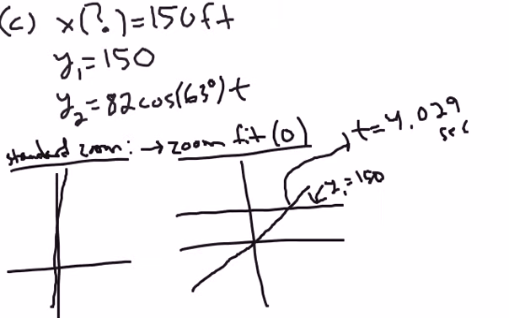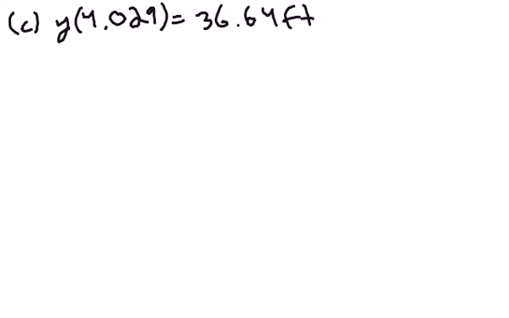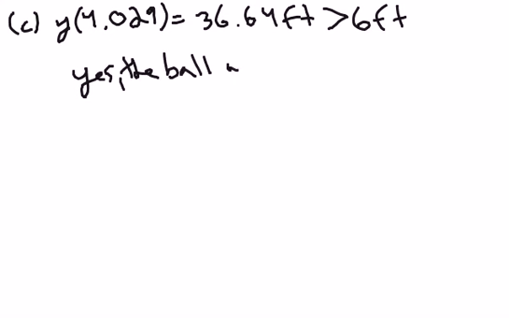So let's continue part C over here. So now I need to know at 4.029 seconds, how high is the ball? So I'm going to simply plug that number, 4.029, into the y equation. And when you do this, you'll get out 36.64 feet, which is definitely greater than 6 feet. So the answer is yes. The ball will definitely go over the man's head.